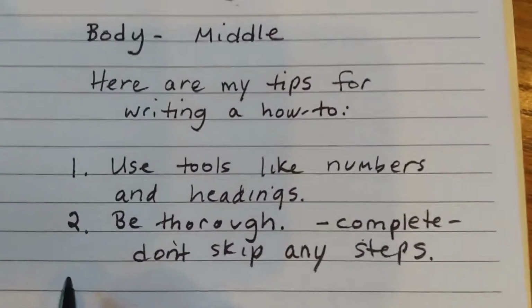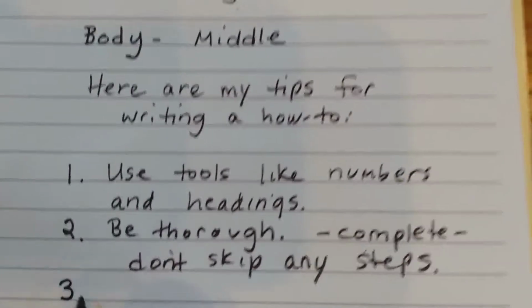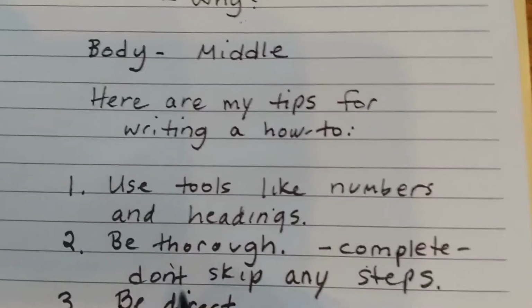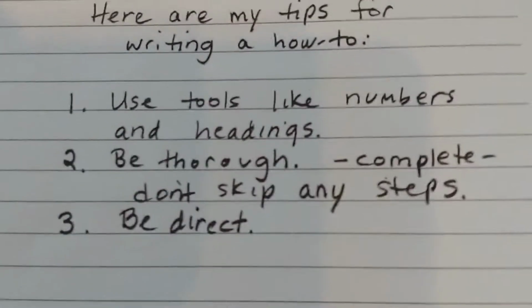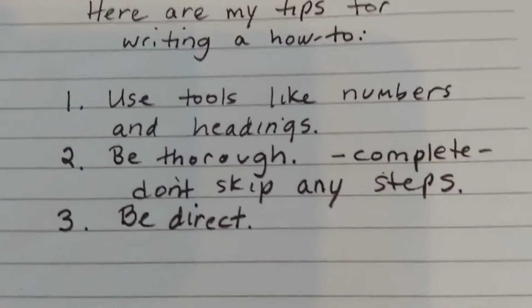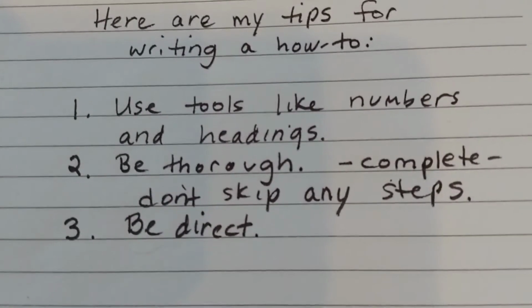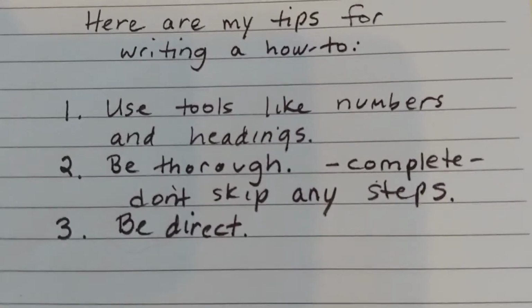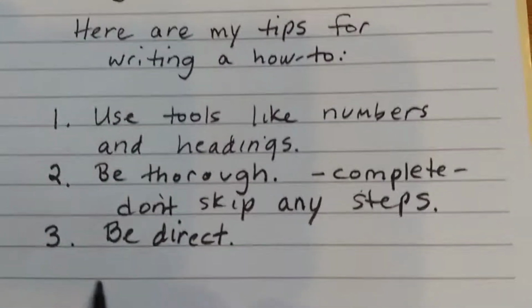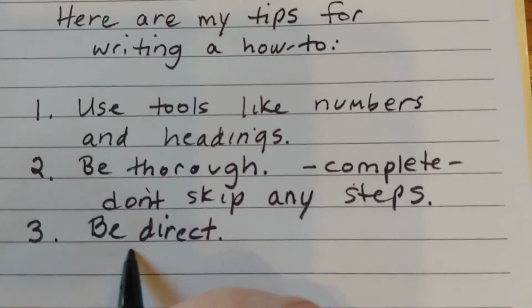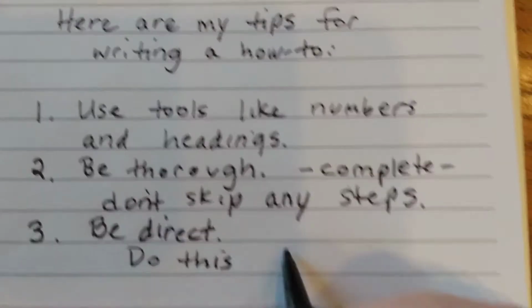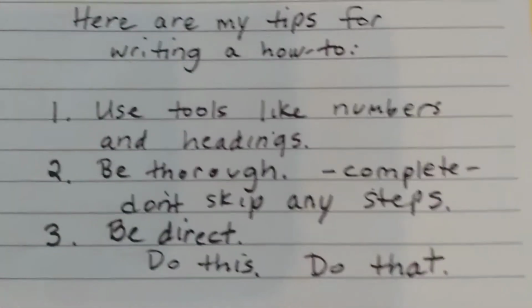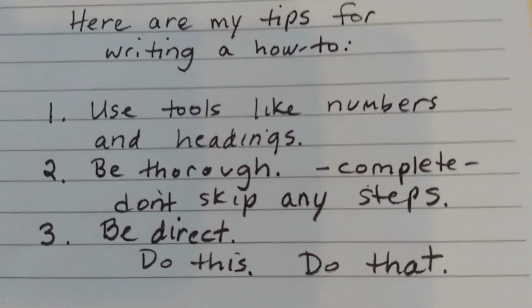So my next step, number 3, would be pretty simple. Be direct. Just say what you need to say. In a how-to, you don't need to have really long sentences. You can say things like, put the flour in the bowl, stir. We call these polite commands, when you just say to someone, do this, do that. And it gives you a chance to use all sorts of wonderful verbs like stir or tie.